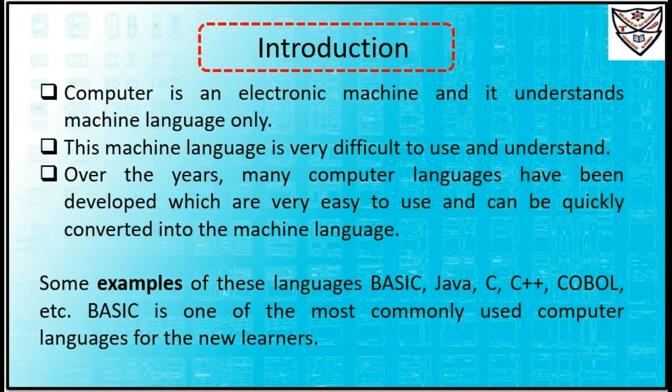Over the years, many computer languages have been developed which are very easy to use and can be quickly converted into machine language. Some examples of these languages are BASIC, Java, C, C++, COBOL, etc. BASIC is one of the most commonly used computer languages for new learners.